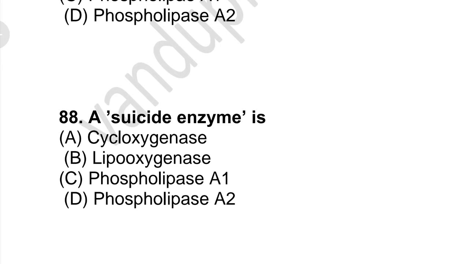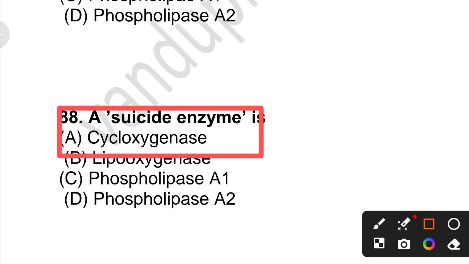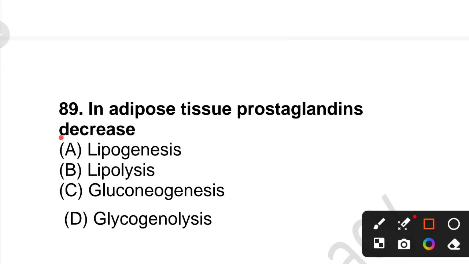A suicide enzyme is option A cyclooxygenase, option B lipoxygenase, option C phospholipase A2, option D phospholipase A2. Right answer is option A, cyclooxygenase. An adipose tissue prostaglandin decreases option A lipogenesis, option B lipolysis, option C gluconeogenesis, option D glycogenolysis. Right answer is option A, lipogenesis.